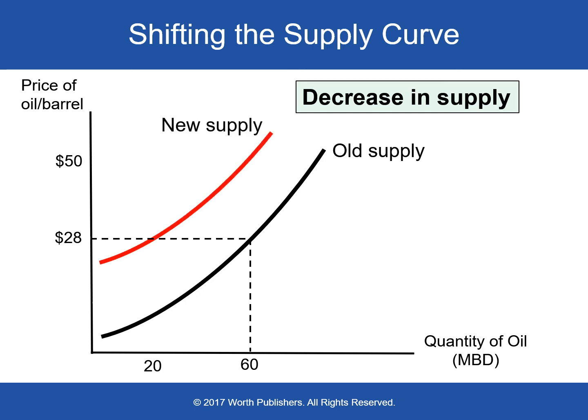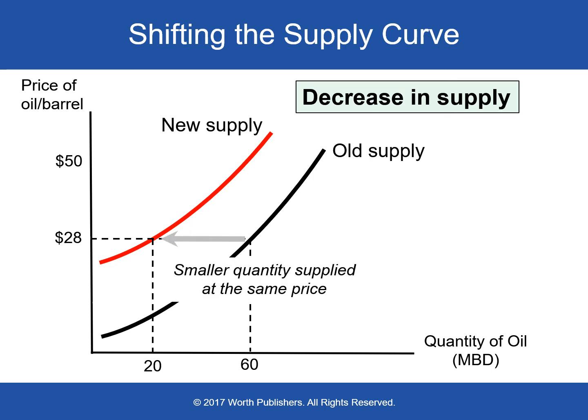And if the supply curve moves to the left, then there are two ways to look at it. Keep the price per barrel the same, then what's going to happen is less oil will be supplied. At a lower price per barrel, some prior producers are now unable to make a profit, so they will drop out of the market. Only the very lowest cost producers will continue to produce if the market price of oil per barrel has fallen to $28.